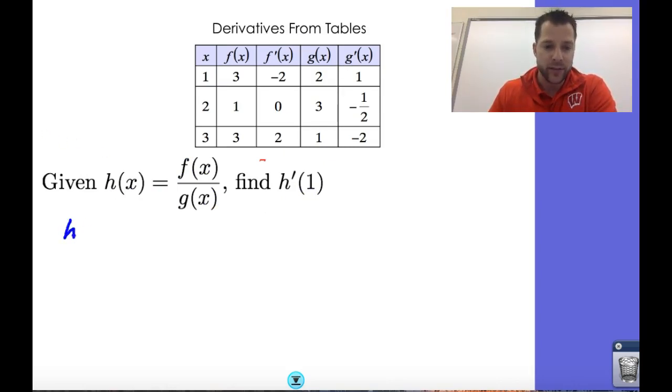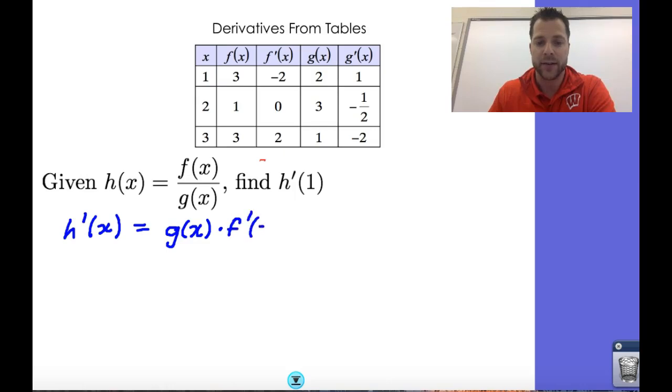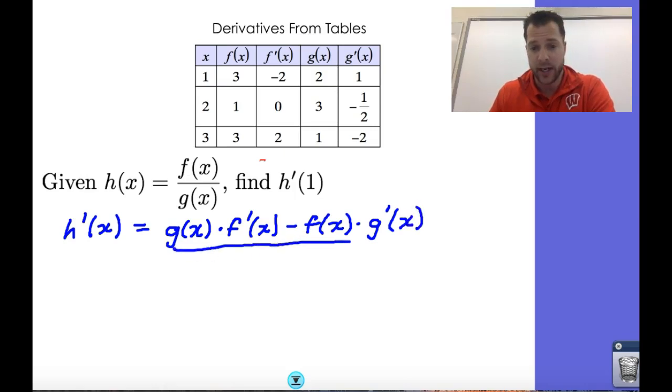So the derivative, h prime of x, remember, is bottom times the derivative of top minus top times derivative of bottom. Okay, so we have bottom, which is g of x, times the derivative of the top, which is f prime of x, minus top, which is f of x, times the derivative of bottom, which is g prime of x. So there's my numerator. Now I've got to do the denominator, which is just bottom squared. So I have g of x, and we're going to square that whole thing.